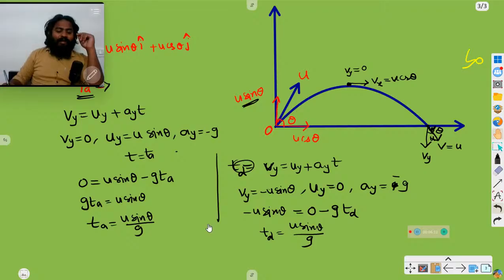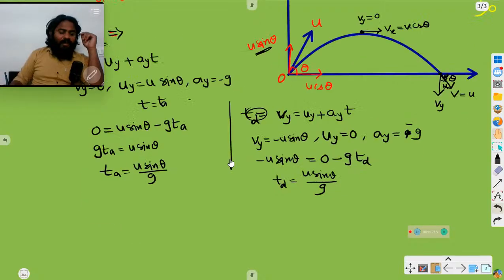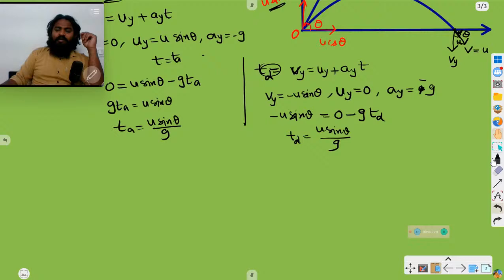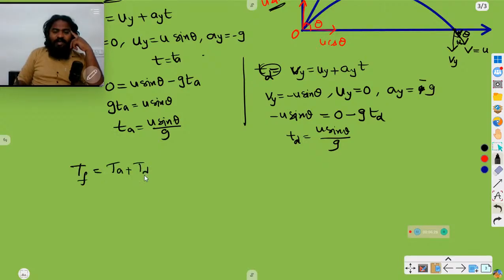So now let us find out time of flight. Coming to time of flight, what is time of flight? The sum of time of ascent and time of descent. Simply you can write time of flight is equal to the sum of time of ascent plus time of descent, right? So that is equal to u sine theta by g.